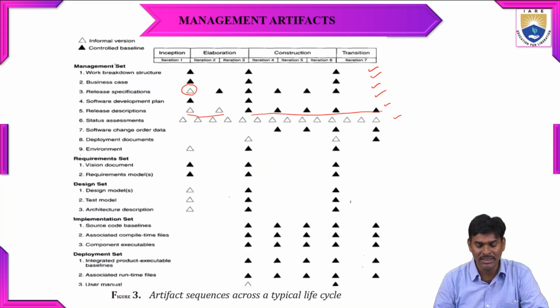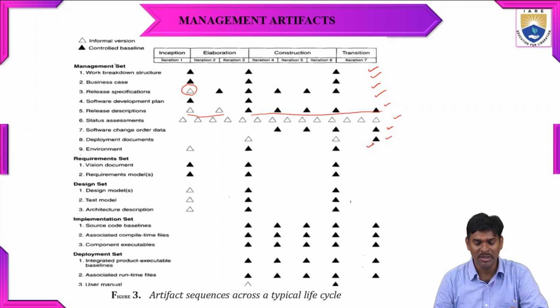And the next one is software change order data. Software change order means they already have some idea to update or modify the software. And deployment documentations means it is in the final stage. In the transition, it will be succeeded, so it will come under the control. And environment: those are the trained persons, skilled persons, and the process automations. So it will come under the control.